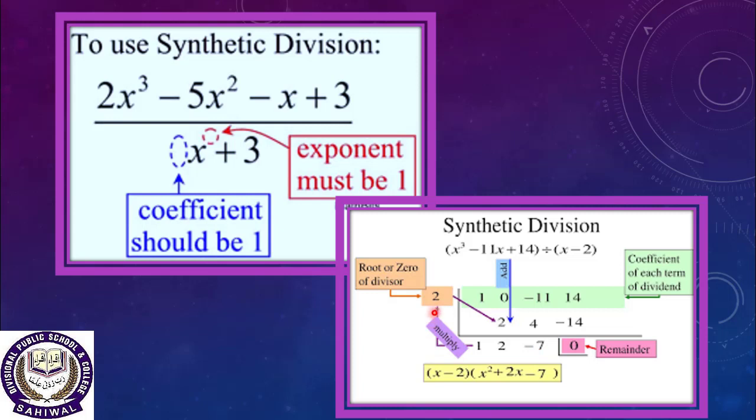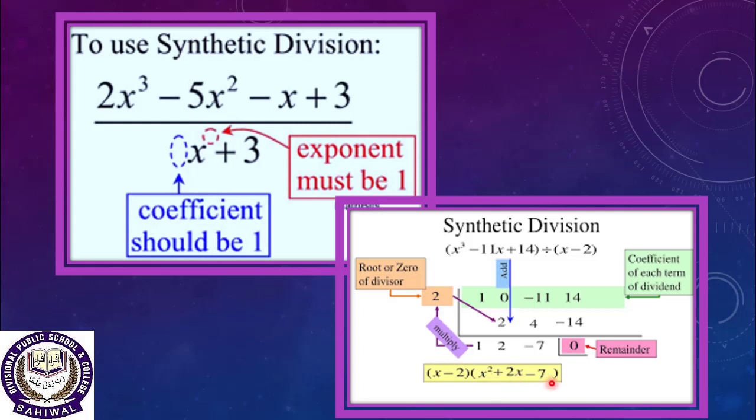Multiplying this minus 7 with 2, we get minus 14. Minus 14, when added in positive 14, we get 0. So the remainder is equal to 0. This means that 2 is the root of the given polynomial. We write the given polynomial as the multiple of divisor and the quotient.